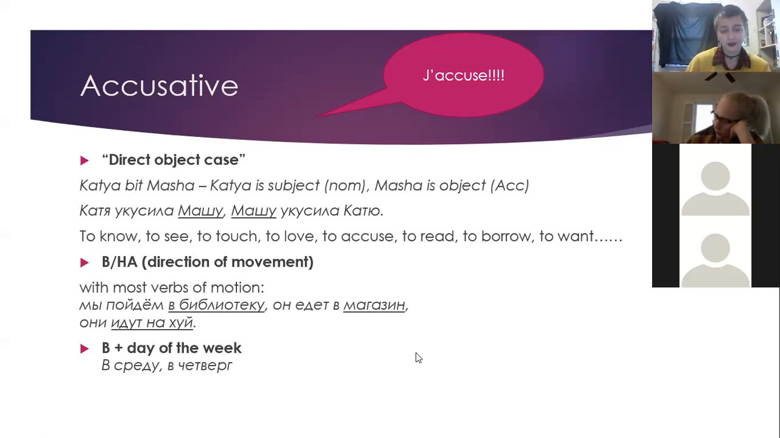Okay. And the third one, which is also very often used in normal speech, is with the day of the week. So that has to do with time expressions. Понедельник, вторник, среду, четверг, пятницу, субботу, воскресенье. Those are all going to be accusative. Just about days of the week, though. So these three are the biggest, but by far, again, not an exhaustive list.